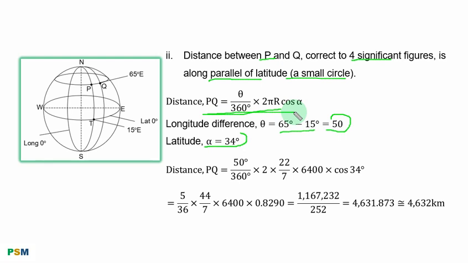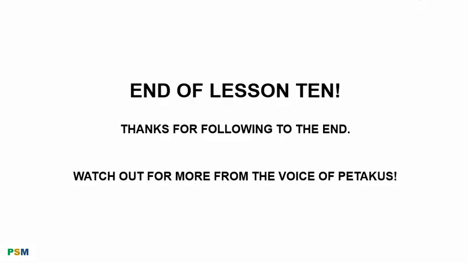You come here and replace all the parameters with what they stand for. You have this result. When you simplify further, you have it in this form and you have this result. After division, you have it in this form. To 4SF, the distance is approximately equal to 4,622.32 kilometers. End of lesson 10.